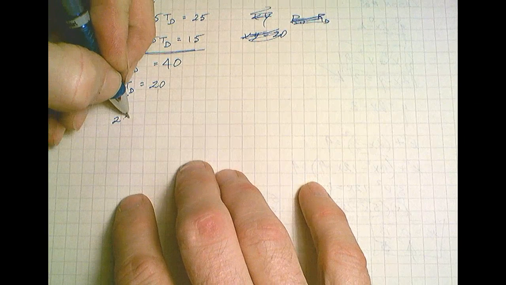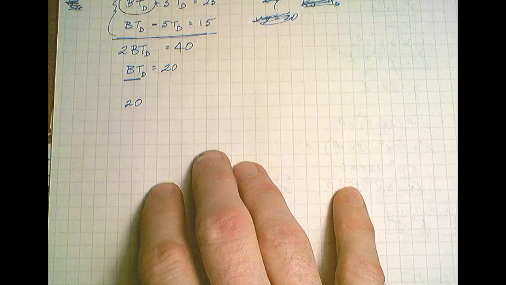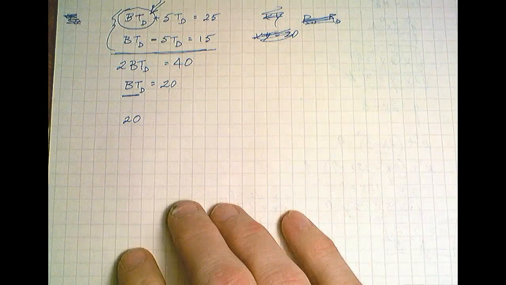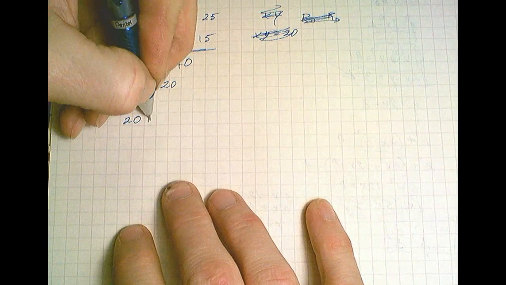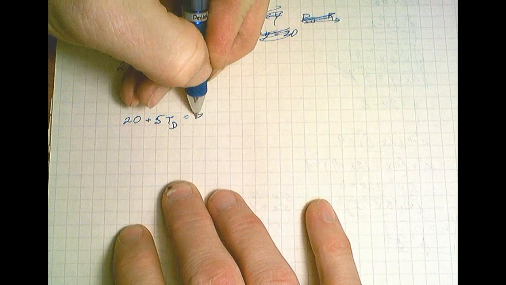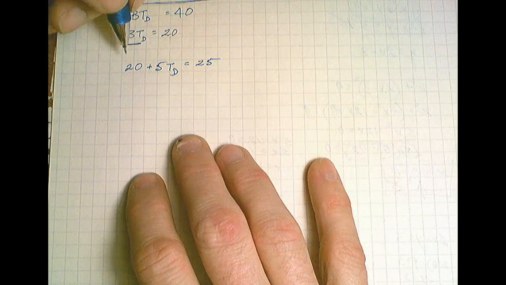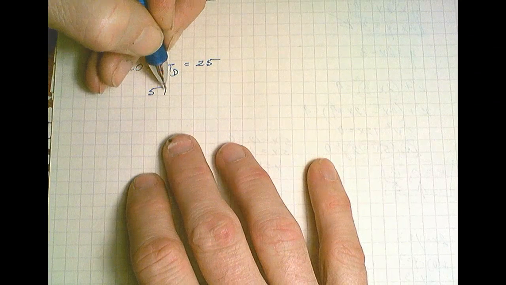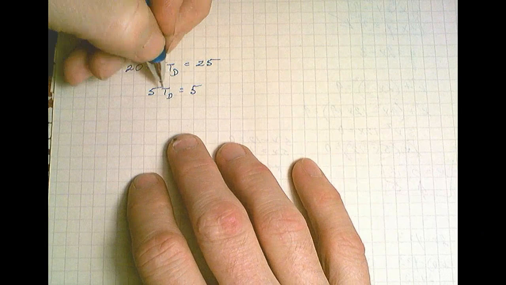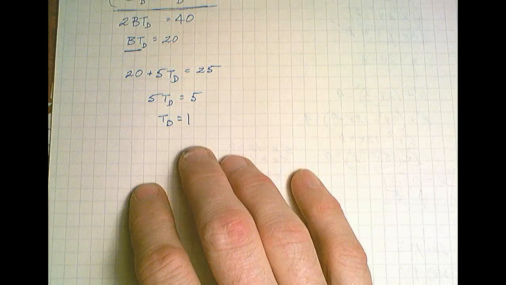So let's put 20 in for my BT. I'm trying to get the light right and everything. It's kind of hard to do that. Okay, so 20 plus 5TD equals 25. Okay, so bring my 20 to the other side, and I have 5TD equals 5. Divide both sides by 5, and I find out that my TD equals 1. Okay, that's kind of nice.